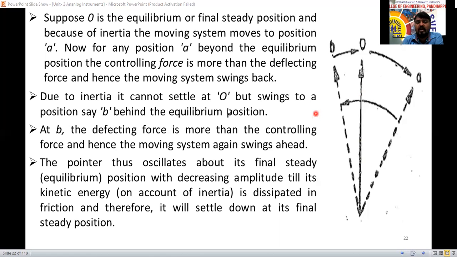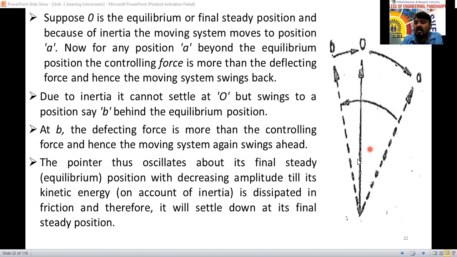Okay, it swings to a position B, say B, behind the equilibrium position here now. Because of this, it will go back to the B position and go back to the A position like that. At B, the deflecting force is more than the controlling force here. When it comes to B, what happens? The deflecting force dominates, and again it will go here. And when at A, the controlling force will be more, and it will come back like this. It is going to take some time to settle.